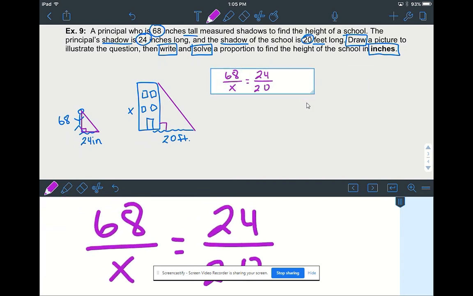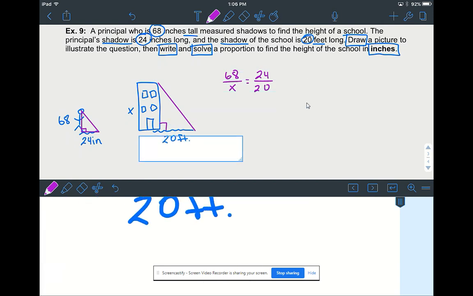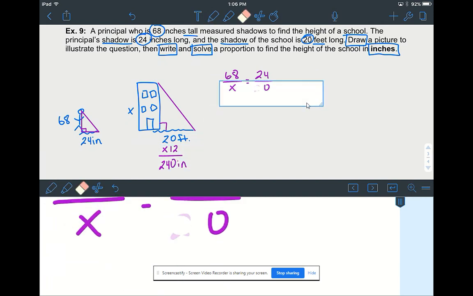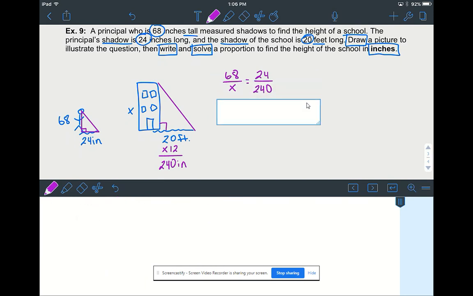There's an issue here though. So I want my final answer in inches. I boxed that in. But one of these numbers in here is not in inches. So what you need to recognize is this 20 is in feet. So we need to multiply that by 12. So 20 times 12 gives us 240 inches. So I am going to erase this 20 and I'm going to put 240 instead. Therefore, I will have inches as my final answer.